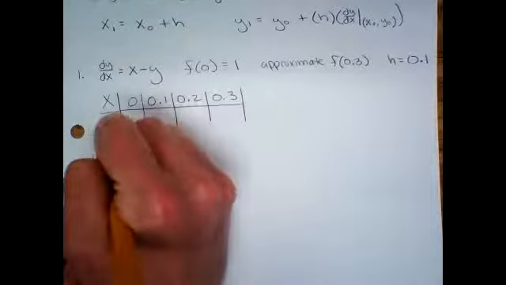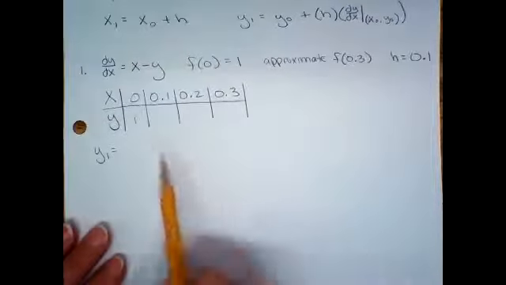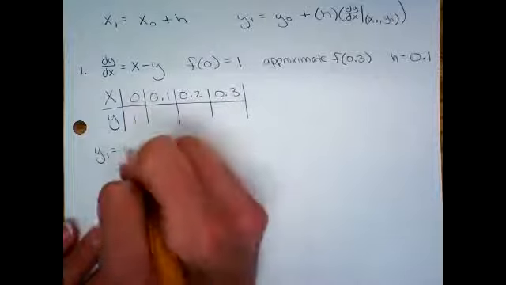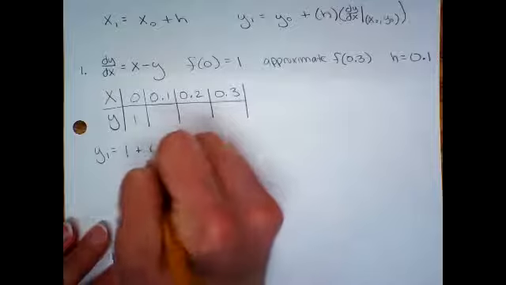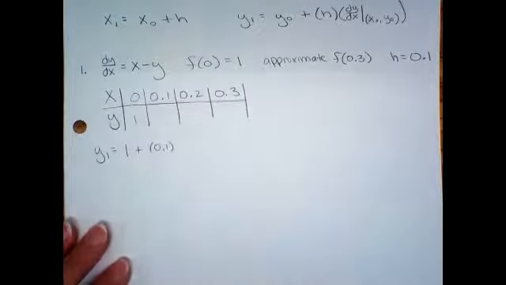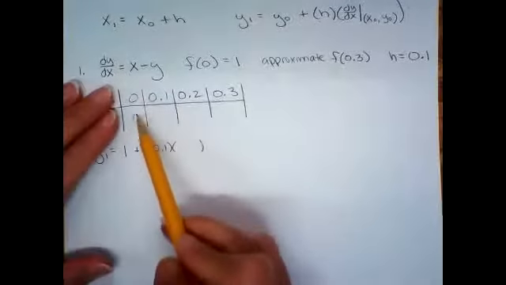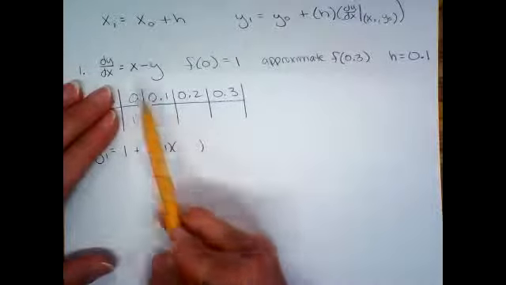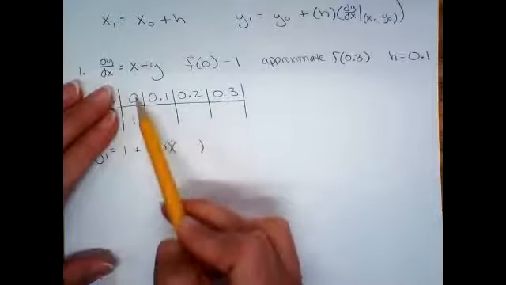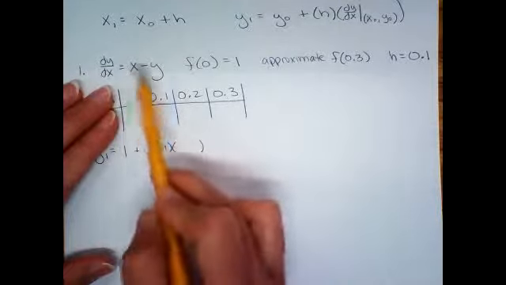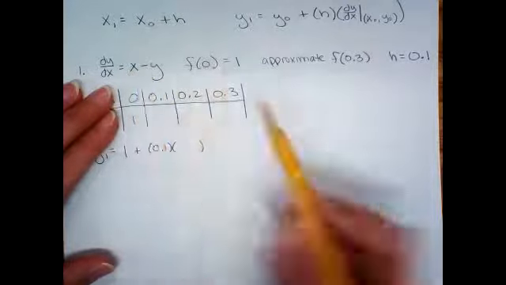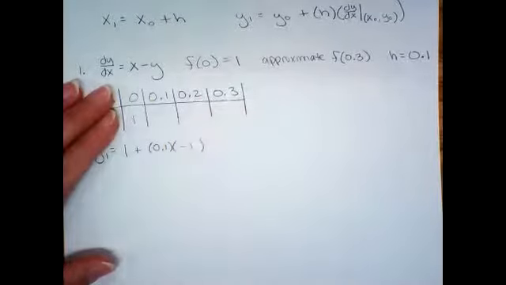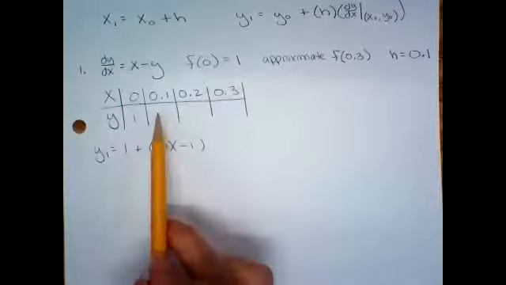To get y1, you're going to take where you started, which in this case is 1, plus the step size, that h value, which is 0.1, times the derivative at this previous point. dy dx is your derivative. So we're going to plug in 0 for x, 1 for y to our derivative. What would that give you if you plug these in? Good. 0 minus 1, that would give you -1. And then you work that out, and that's what goes right here.